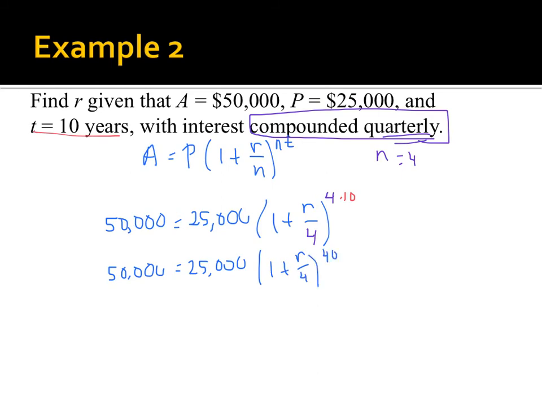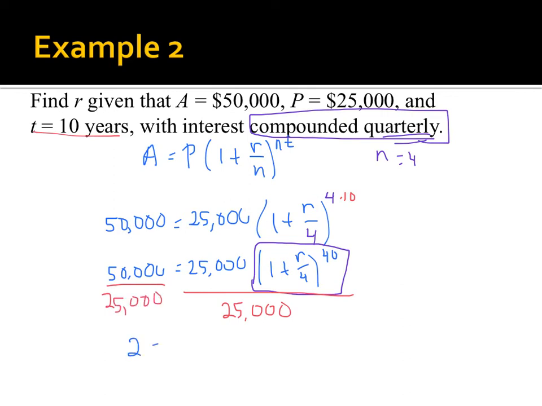All right, so again, the idea is let's isolate the stuff that has a variable. This is the part that has a variable. So if I want to isolate, why don't we divide both sides by 25,000? And this should be easy. You hopefully don't need a calculator for this. 50,000 divided by 25,000 is 2. And I get 2 equals 1 plus R over 4 to the 40th.